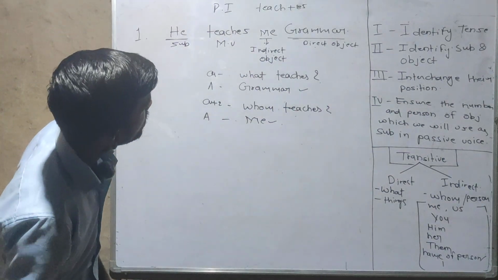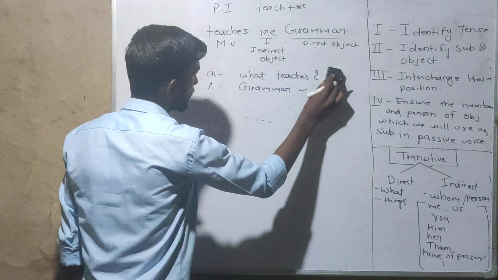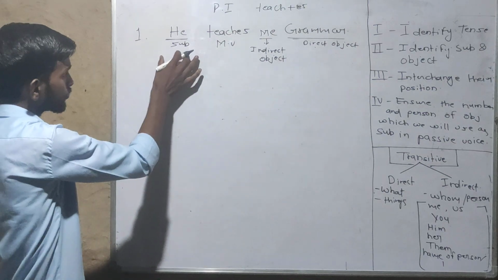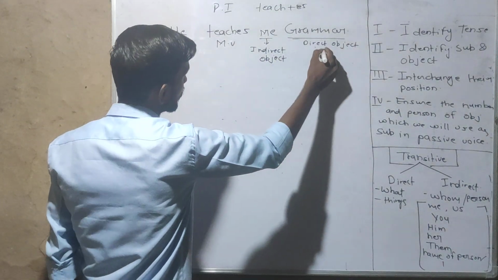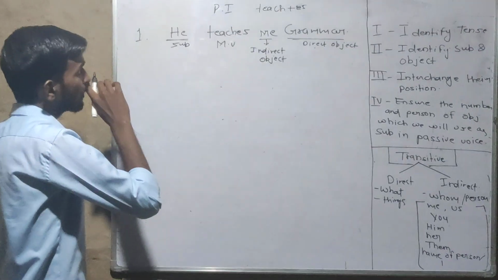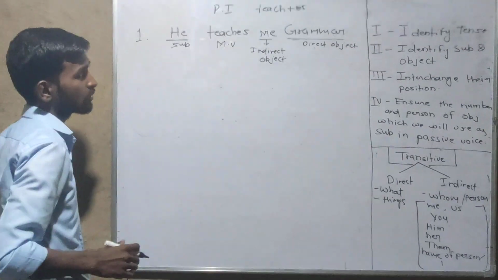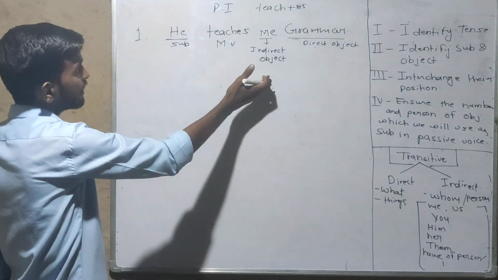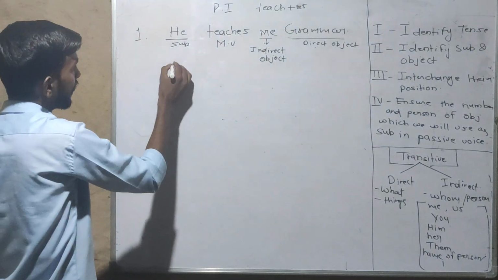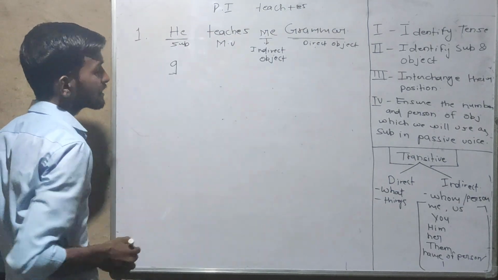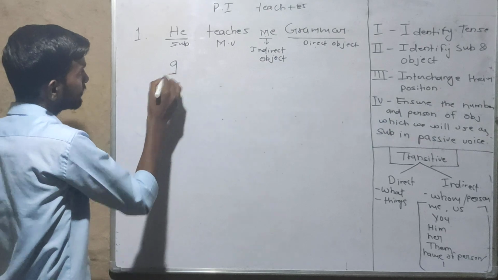Now moving to the next point, the third step. In the third step we have to simply interchange the position of the subject and object. We have to write the object in place of the subject. First I will try to make passive voice with the help of the indirect object. Here you will be seeing "me" in objective case. When "me" is changed into subjective case, this will become "I".